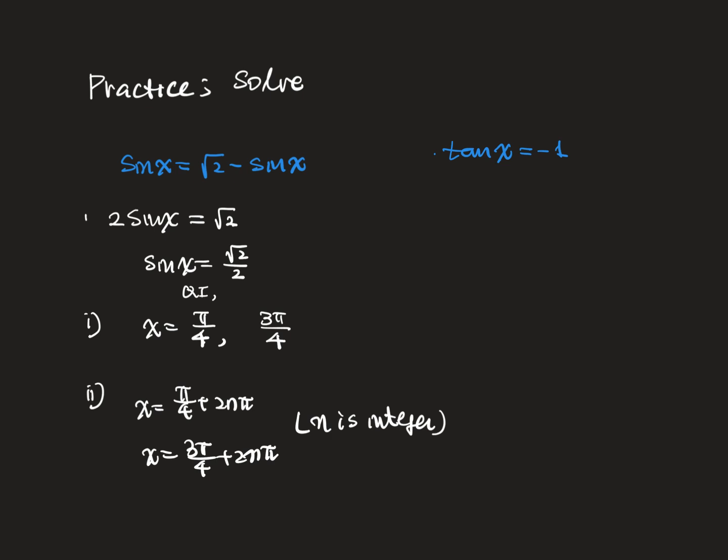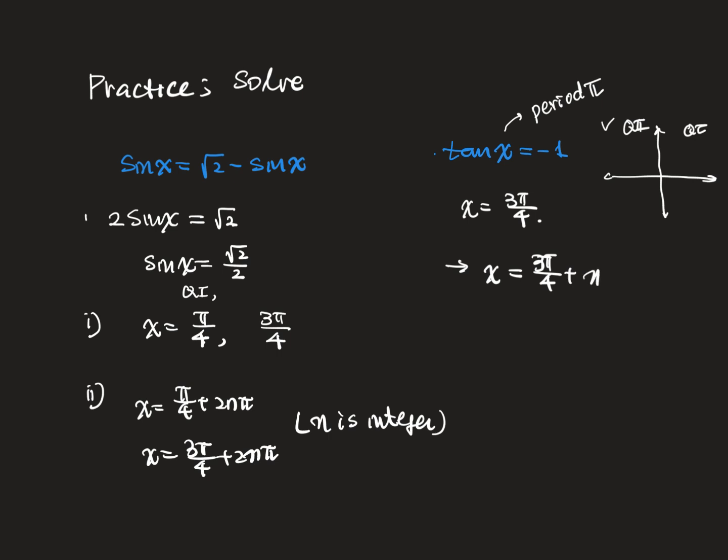How about this one, tangent? Very carefully, the period of tangent is pi, so we are looking at quadrant 1 and 2 only. Tangent is negative in quadrant 2, so you find the x value 3 pi over 4. The period is pi, so the answer is x = 3 pi over 4 + n pi, where n is an integer.